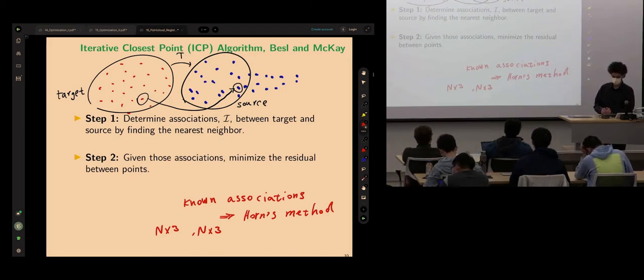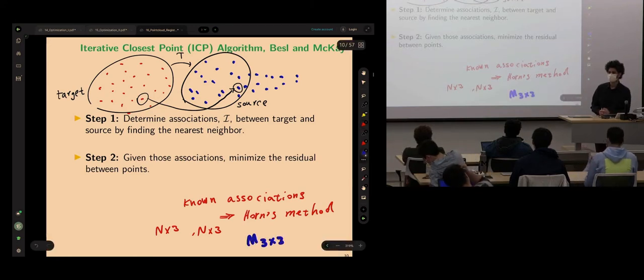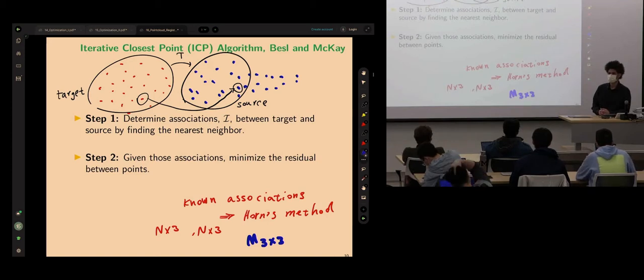And then you calculate, let's say, a cross covariance matrix M. It's going to be 3 by 3. Do an SVD factorization, and you can recover the rotation matrix. Once you recover the rotation, you go after recovering the translation by registering the mean. So that's historically the closed form solution.